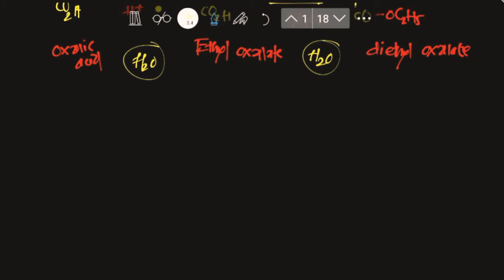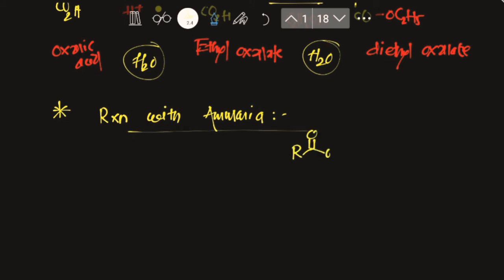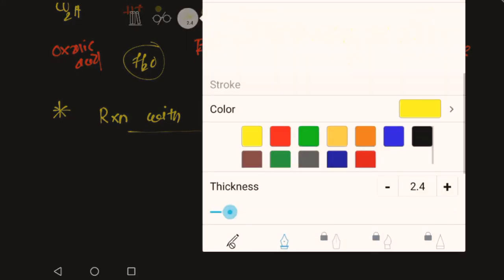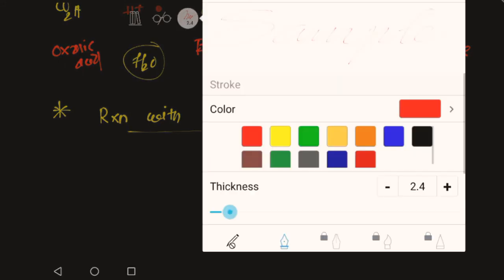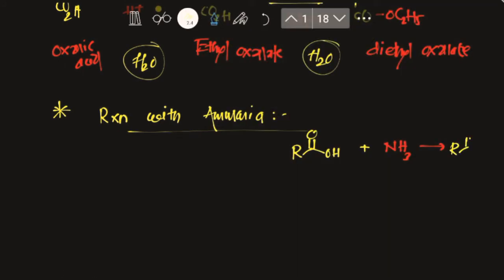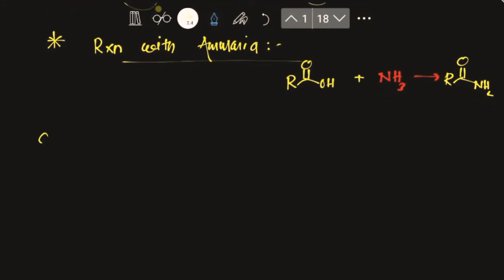Now another reaction, with ammonia. It is a very simple reaction. Any carboxylic acid like COOH, when combined with ammonia, NH3, undergoes what is called ammonolysis. Again water is eliminated, and it forms RCO and NH2, which is called an amide. So amide formation occurs, and in oxalic acid two COOH groups are there, CO2H.